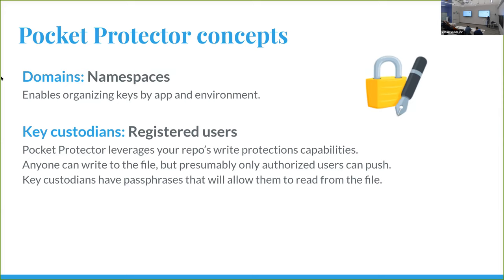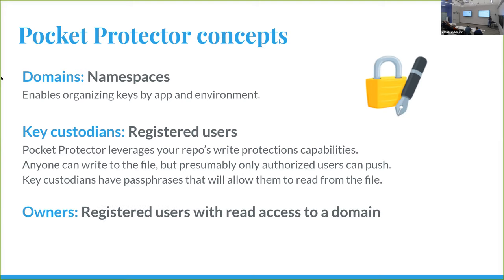So this is a pretty interesting property of Pocket Protector. It's actually easier to write than it is to read. But really, with security stuff, that's kind of what you expect. So registered users, if you're an owner, that means that you have access to a particular domain. You're like a key custodian and someone has granted you access to the domain that they are key custodian of as well. It's a way for teams to extend the security to their peers.